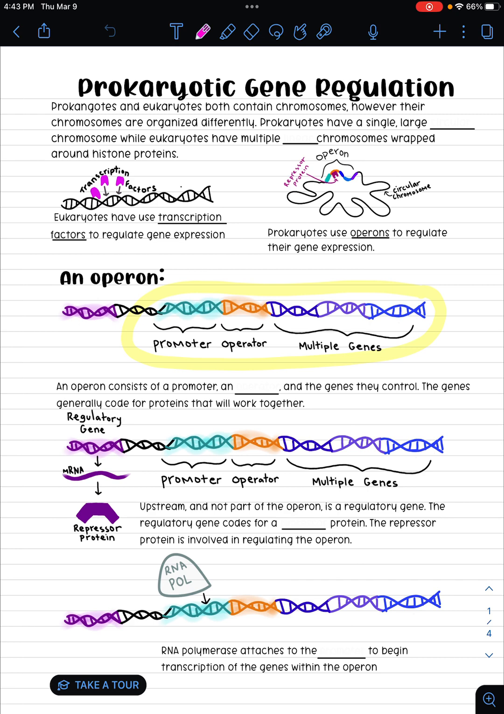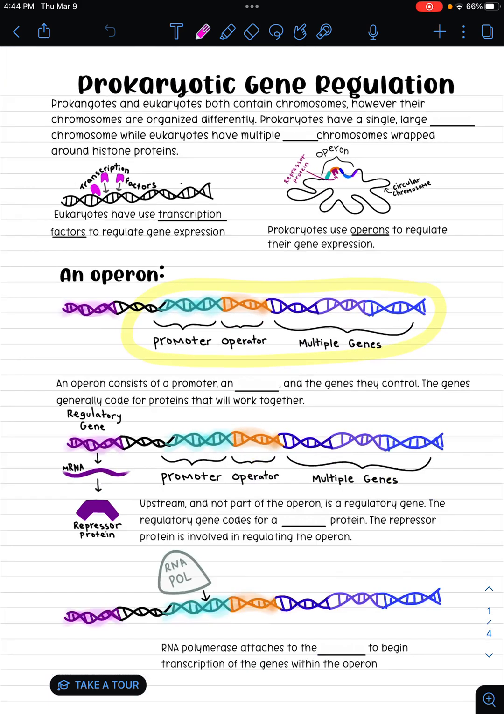You have a printout version of this, and you should be able to annotate this as we go with me, okay? So it says prokaryotic gene regulation. Prokaryotes and eukaryotes both contain chromosomes. However, their chromosomes are organized differently, and that was one of your primetime questions. Prokaryotes have a single large blank chromosome, while eukaryotes have multiple blank chromosomes wrapped around each histone protein, okay? So the first blank is talking about prokaryotes and what kind of single large chromosome do they have?